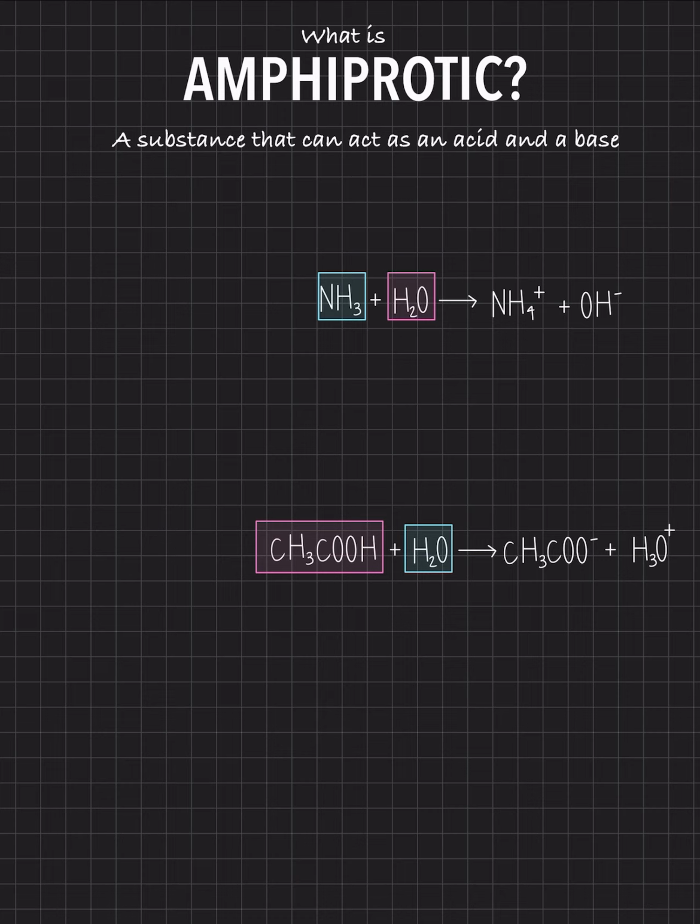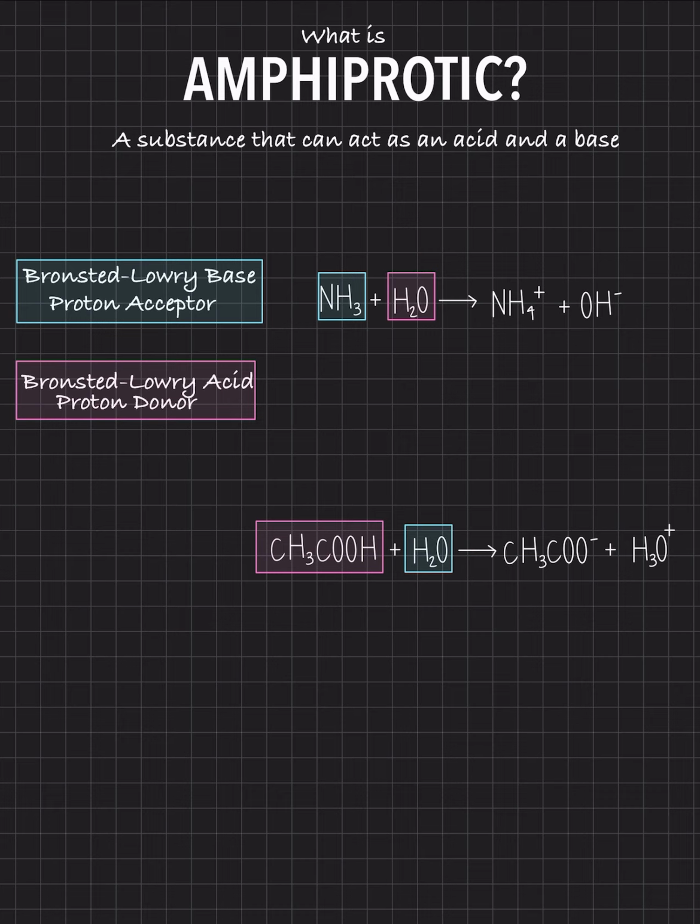But really quickly, let's go over the Bronsted-Lowry definition of acids and bases, because that's what I'm going to be applying in these examples. A Bronsted-Lowry base is a proton acceptor. A proton, for those of you that don't know, is a hydrogen plus, or you can see it written as H plus. A Bronsted-Lowry acid is a proton donor, so it gives a proton, it gives an H plus. Okay, with that out of the way, let's go into these examples.